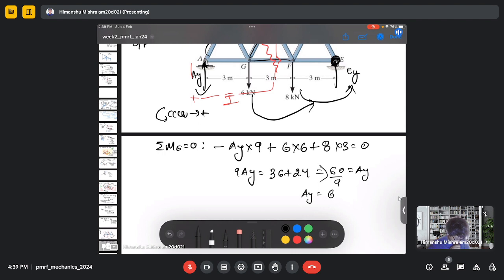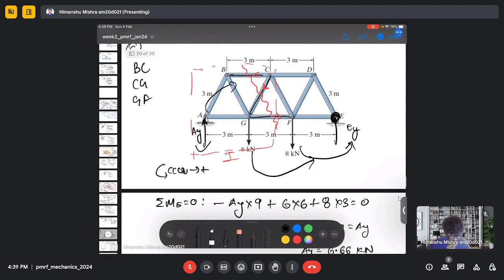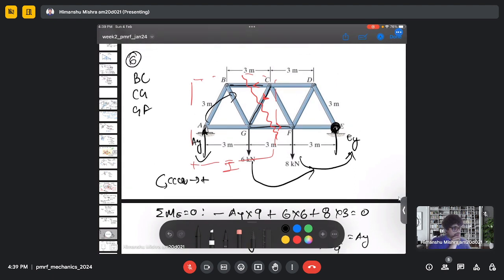So my AY will be 6.66 kilonewton. So in order to find the forces, let's consider the moment at point C. And you can see the sides of this triangle are equal. So this is the equilateral triangle. So this will be 60, this will be 60, and this will also be 60.